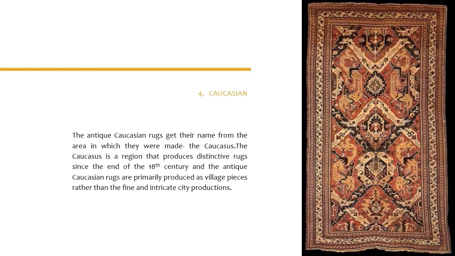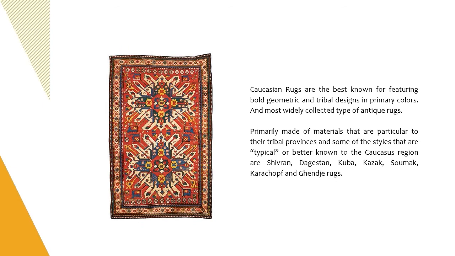Caucasian rugs. The antique Caucasian rugs get their name from the area in which they were made, the Caucasus. Caucasian rugs are best known for featuring bold geometric and tribal designs in primary colors, and are the most widely collected type of antique rugs, primarily made of materials that are particular to their tribal provinces. Some of the styles that are typical or better known to the Caucasus region are Shirvan, Dagestan, Kuba, Kazak, Soumak, Karachov, and Ganja rugs.